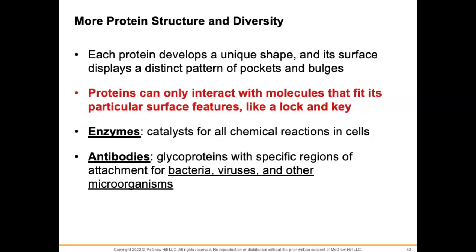More protein structure and diversity. Each protein develops a unique shape, and this is kind of more of what I just said. Its surface displays a distinct pattern of pockets and bulges. Proteins can only interact with molecules that fit its particular surface features, like a lock and key. So enzymes are catalysts for all chemical reactions, and antibodies, of course, we know about those. They help us fight off stuff that we maybe have been exposed to in the past.